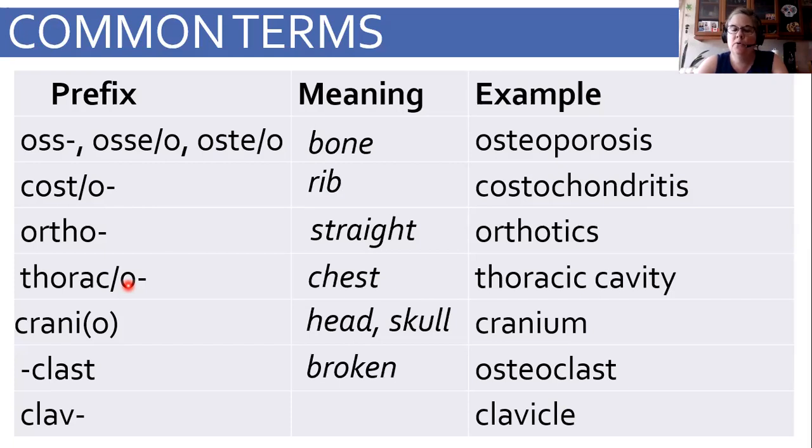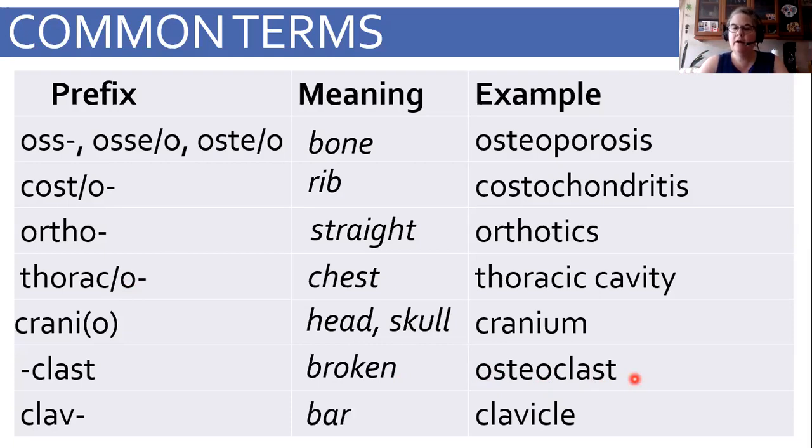Clast means broken. So we have this word osteoclast, and we'll talk about that towards the end of the skeletal system. Osteo means bone. Clast means broken. So these are particular cells that actually will break the bone down, because our bone's constantly breaking down and reforming and breaking down and reforming through a process called remodeling that we'll talk about a little bit later. So that's what an osteoclast is.